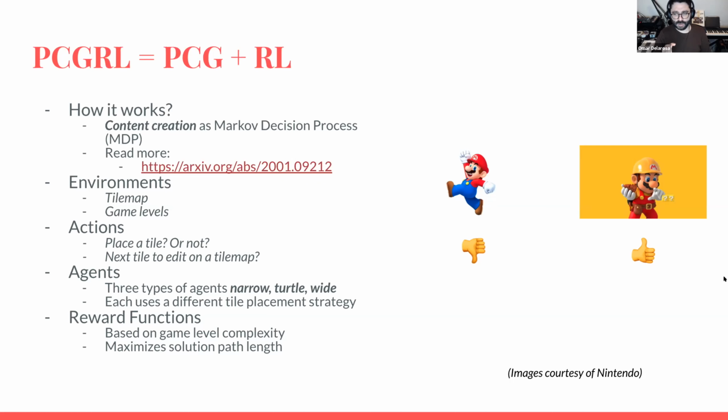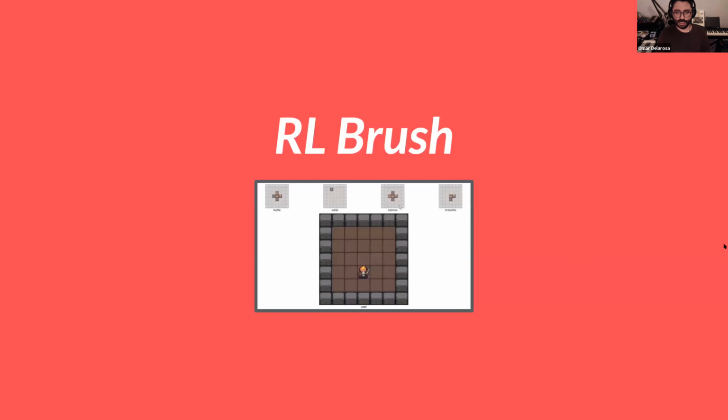There's a narrow agent, a turtle agent, and a wide agent. You could think of them as just different strategies in which it operates on the map and different sets of features that are fed into the model. The reward function here is based on level complexity and maximizing the solution path length. Because it's game agnostic, this can actually vary by game. But in the case of Sokoban, which is the one I'll be showing, this is simply based on an A-star solver type of approach to determining how long it took the A-star solver to solve the resulting level.